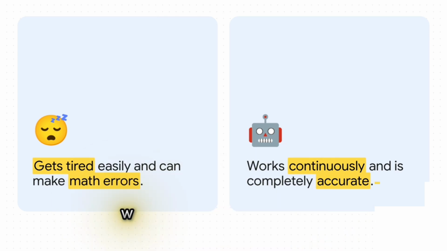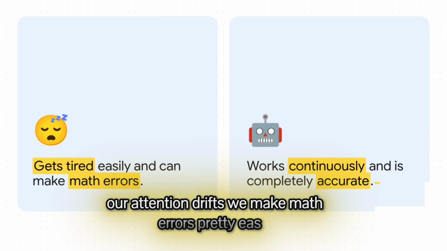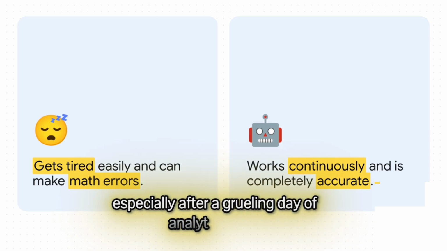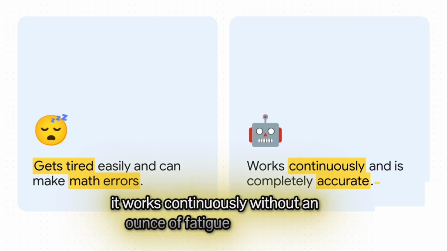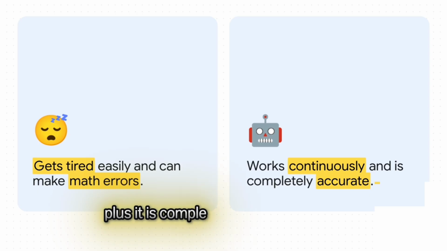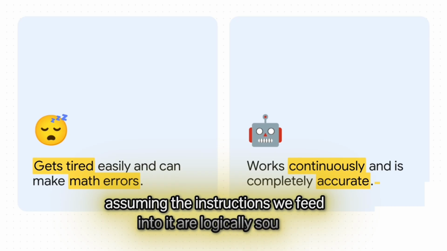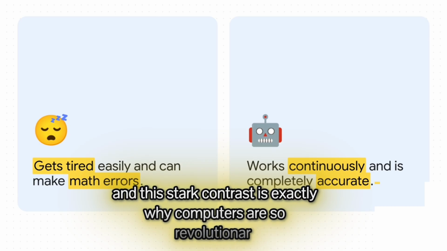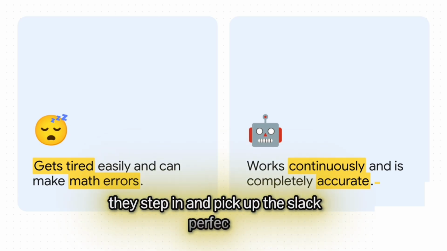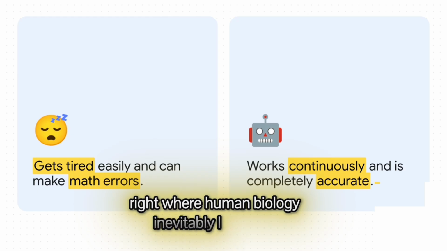As humans, we get tired. We lose our focus, our attention drifts, we make math errors pretty easily, especially after a grueling day of analytical work. But a computer, it works continuously without an ounce of fatigue whatsoever. Plus, it is completely 100% accurate, assuming the instructions we feed into it are logically sound, of course. And this stark contrast is exactly why computers are so revolutionary. They step in and pick up the slack perfectly right where human biology inevitably leaves off.